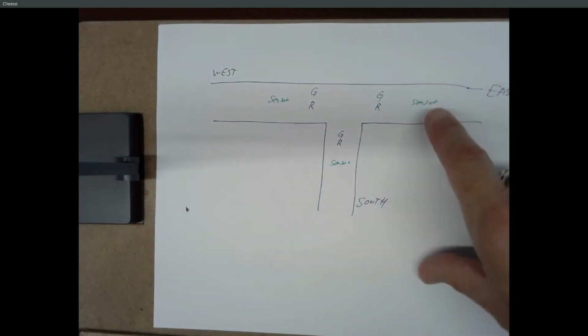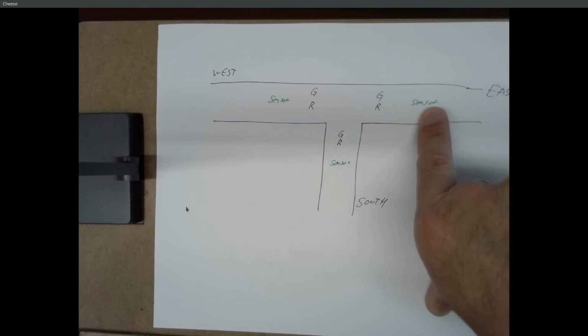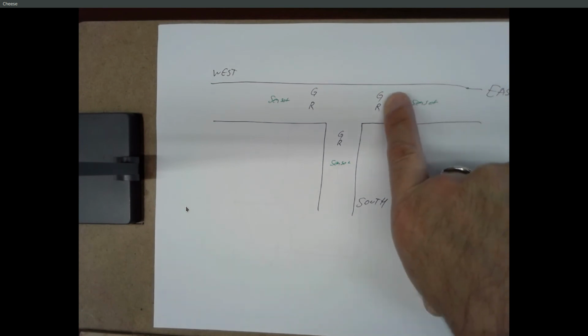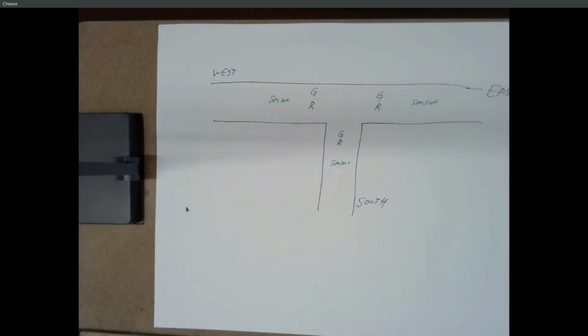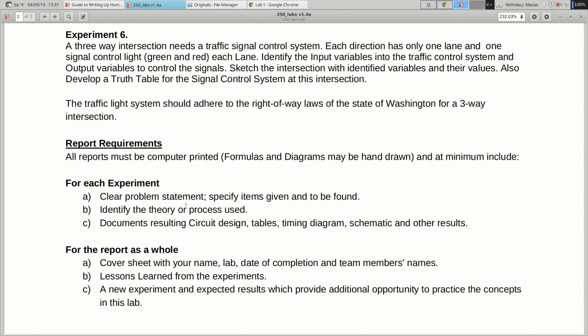And so if there's a sensor reading here that says there's a car on the east, that should give east a green light and everyone else should be red. And so on. But we're going to build this up over a series of labs. So for this lab, this experiment 6, you want to do the following. Draw a picture of that intersection, right? Label the lights and label the sensors. And does it ask for a system diagram? It should.